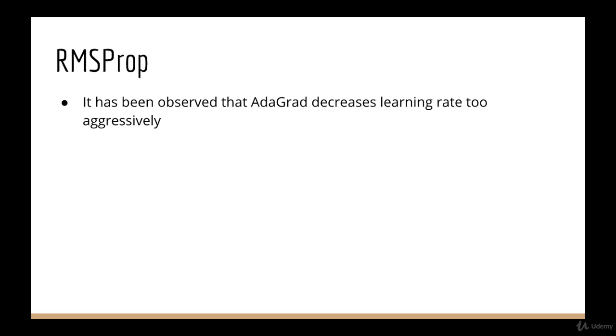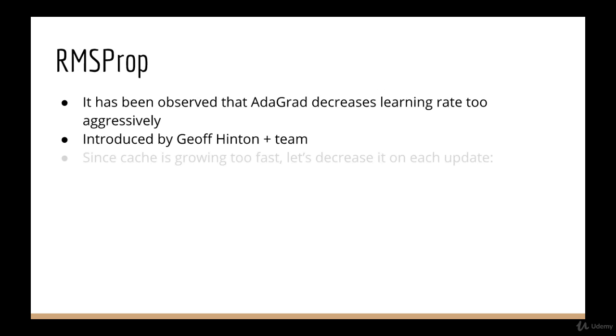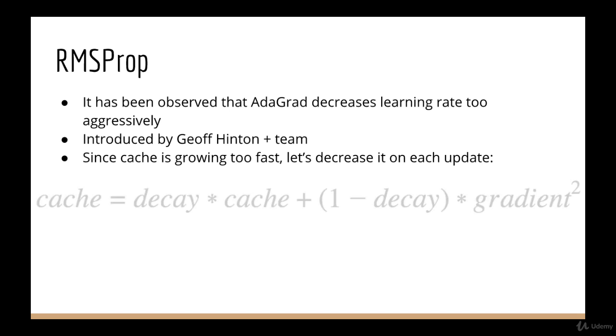This next technique builds on the fact that researchers observed that AdaGrad decreases the learning rate too aggressively. So the learning rate would approach 0 too quickly, when in fact there was still more learning to be done. This technique is called RMS-prop and was invented by Jeff Hinton and his team. So the way it works is this. The reason AdaGrad decreases the learning rate too quickly is because the cache is growing too fast. So in order to make the cache grow less fast, we actually decrease it each time we update it.